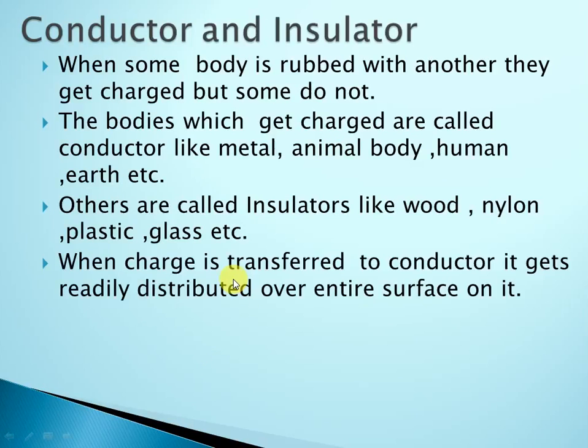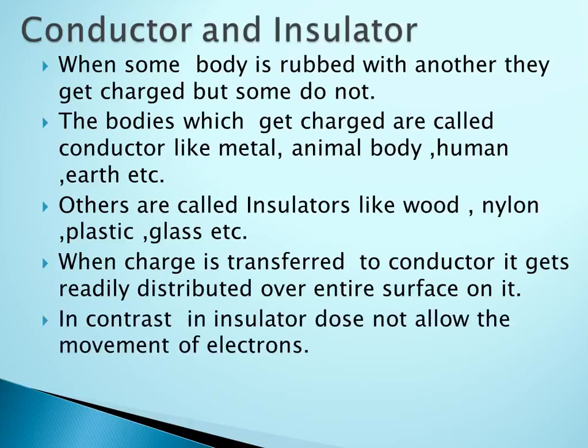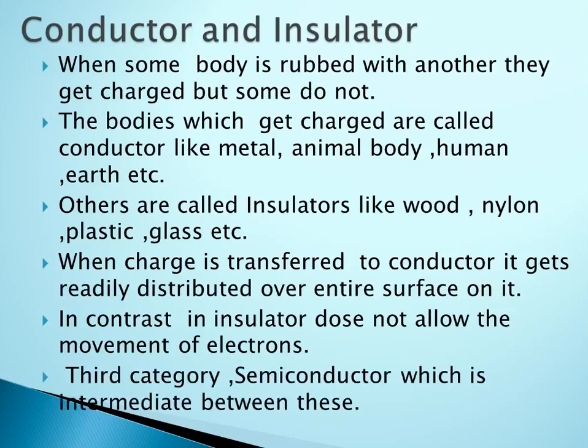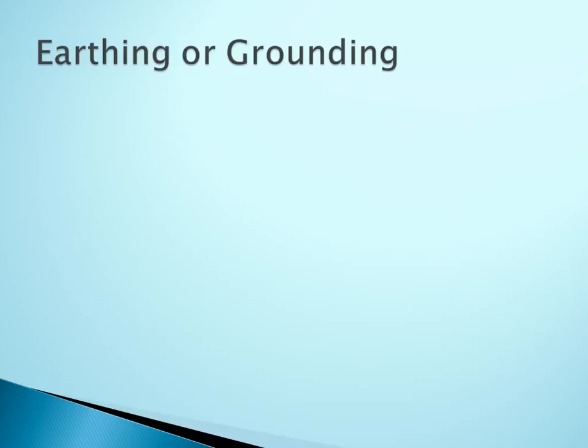When the charge is transferred to the conductor, it gets readily distributed over the surface. Okay, so what is a conductor? It conducts the electric charge. And an insulator resists the electric charge. The insulator does not support the movement of the electrons, that is why they are called insulators, which is similar to the dictionary meaning of insulate. There is a third category also, that is semiconductor, which is intermediate between conductor and insulator. But that we will see in the next part.